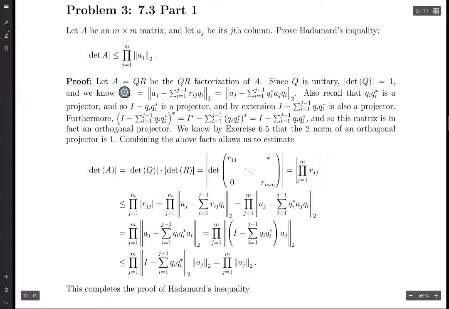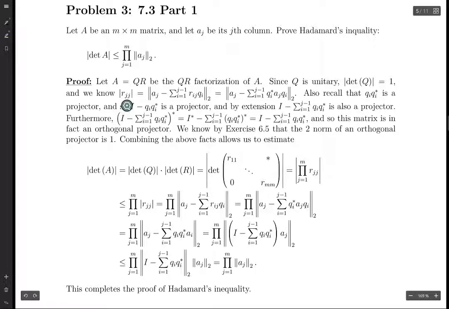So let A equals QR be the QR factorization of A. Q is unitary, so its determinant is 1. So the determinant of A is the determinant of R. So how can we try to figure out what the determinant of R is?